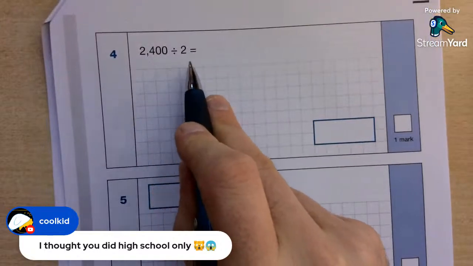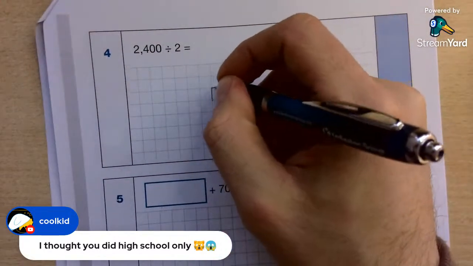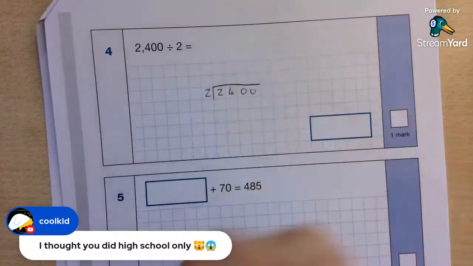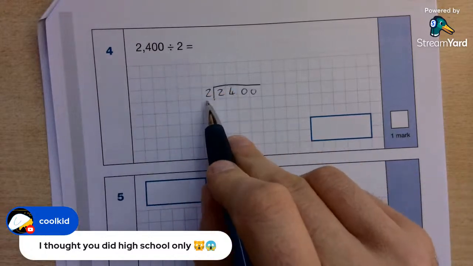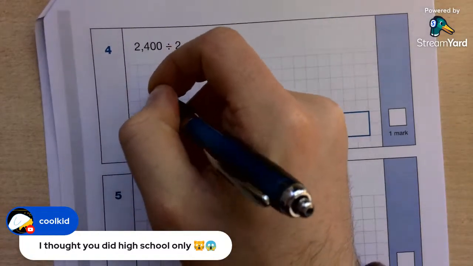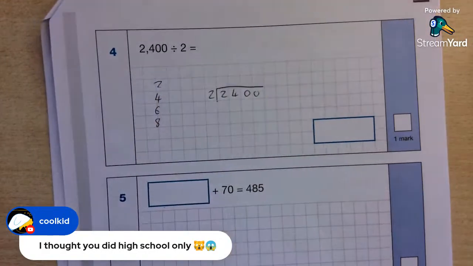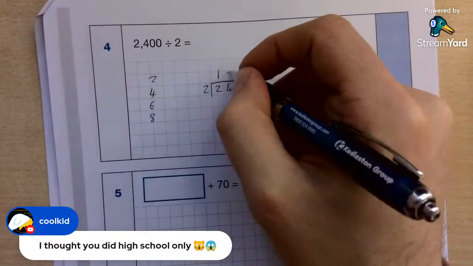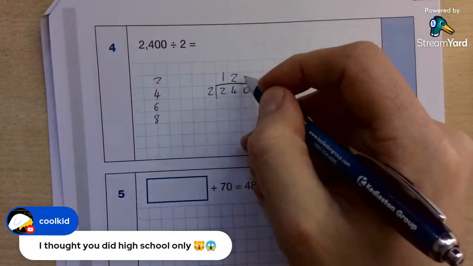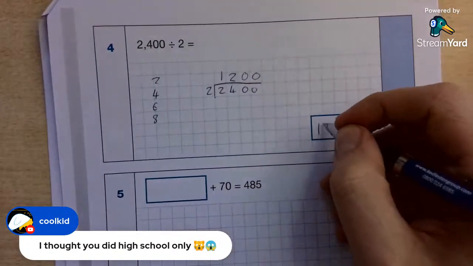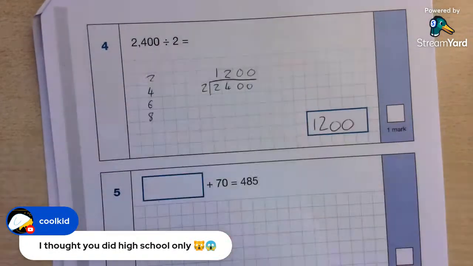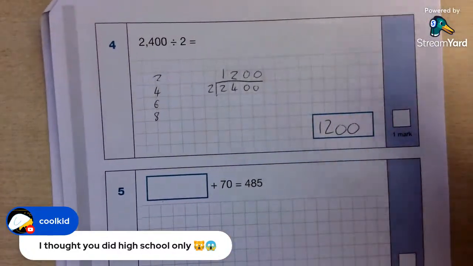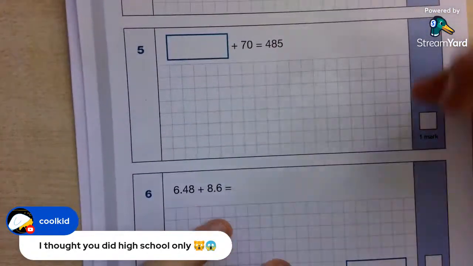Right. So divide by 2. For this one, for the purpose of learning, I will do bus stop just to show people, okay? If you can do it without bus stop, that's fine. But bus stop division, right, 2 here. So I would do your 2 times table at the side, just in case. So how many 2's go into 2? Well, that's 1. 2's into 4, that's 2. And then 2 doesn't go into 0, so it's 0, 0. So 1,200. If you can do that without doing this, that's fine. You can just write the answer straight up. I know in SATs you're not allowed a calculator anyway, so you've got to do it all mentally.